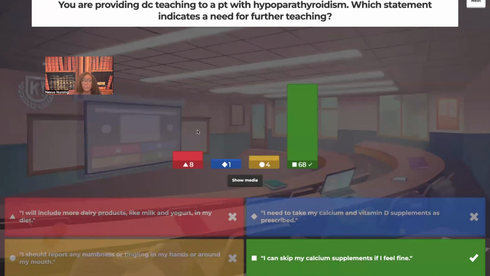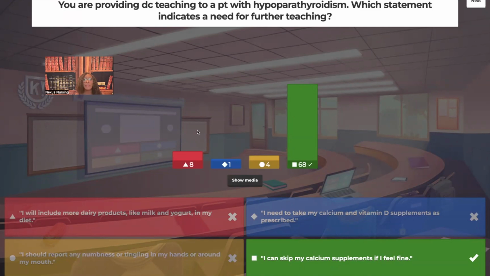You may feel fine, and guess what? Your calcium levels are low. You just haven't started showing any clinical manifestations yet. So you need to take your medication as ordered so you can have a steady dose of that medication in your body. Everything else is correct.